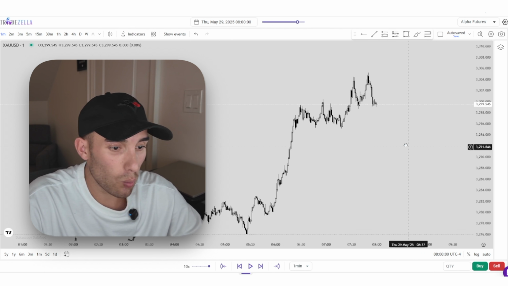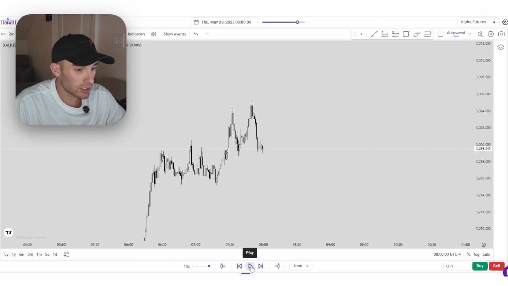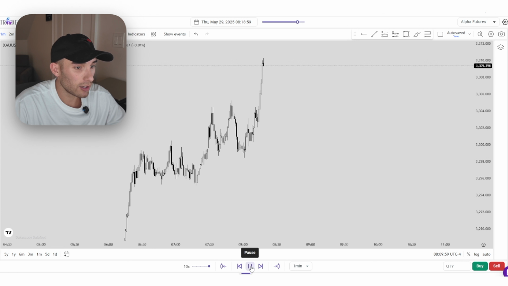So now we're here on the 1 minute chart looking at gold. This is 8 a.m. So we are at New York Open, and I'll speed up price action here a little bit so we can get a good idea of what's going on.